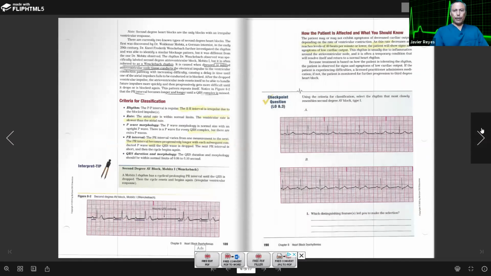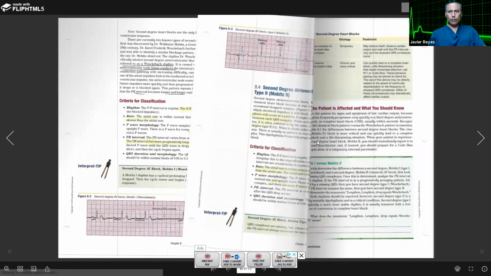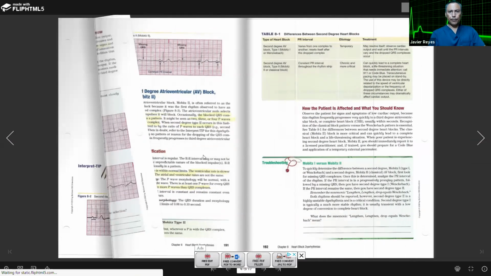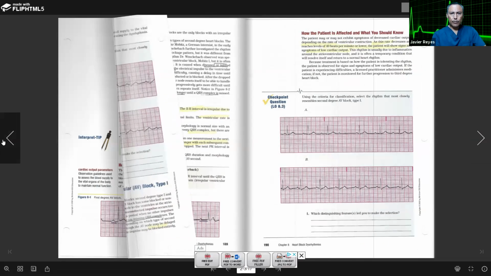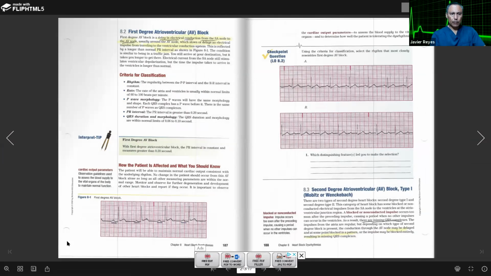We covered first degree. Oops, I went too far. So second degree, no, we were in first degree. There we are. I want to make it bigger.